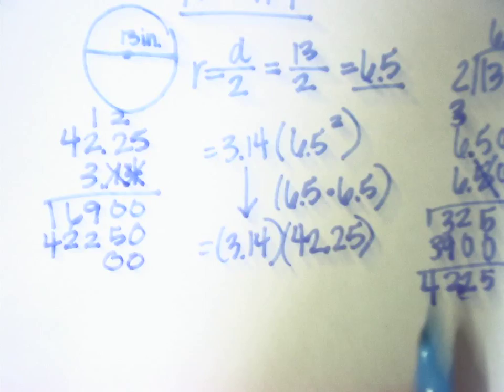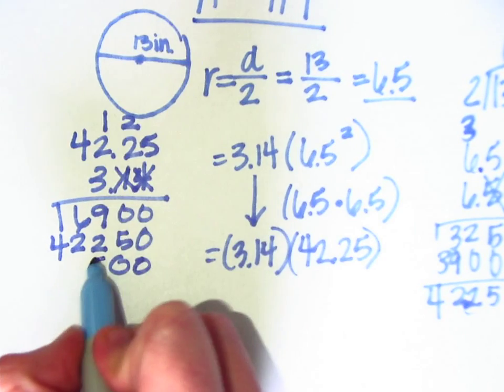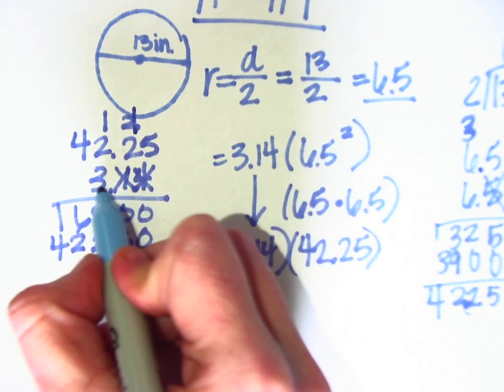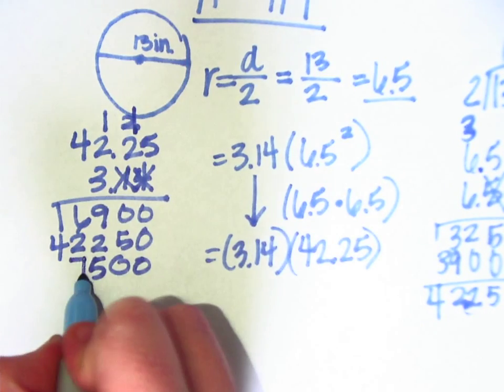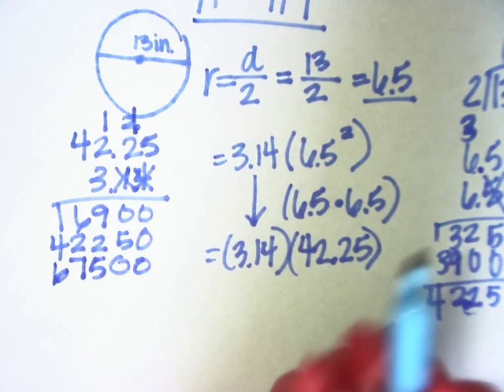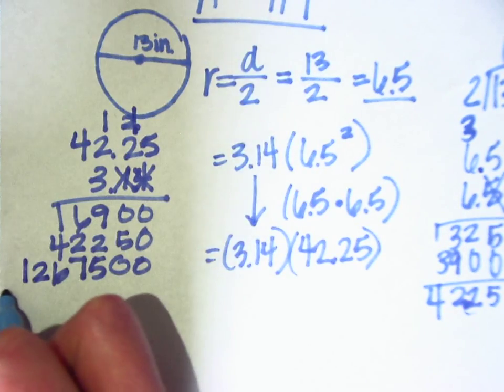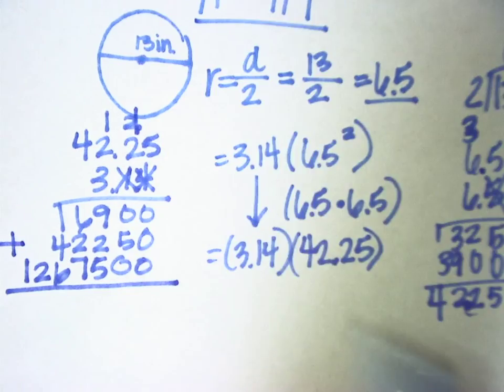Bring down 2 zeros, and now we're going to multiply everything times 3. 3 times 5 is 15. 3 times 2 is 6, plus 1 is 7. 3 times 2 is 6. And 3 times 4 is 12. So now we're going to add everything together.